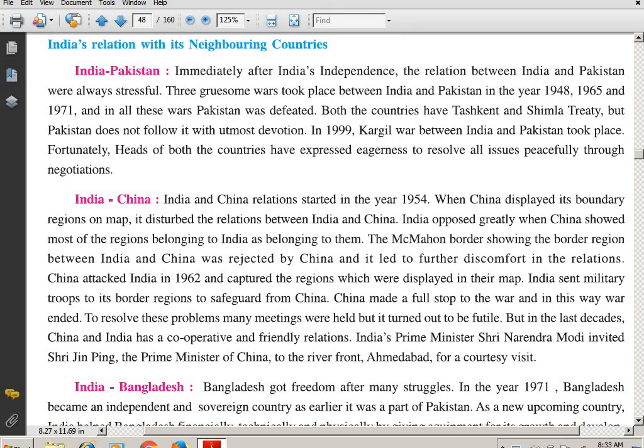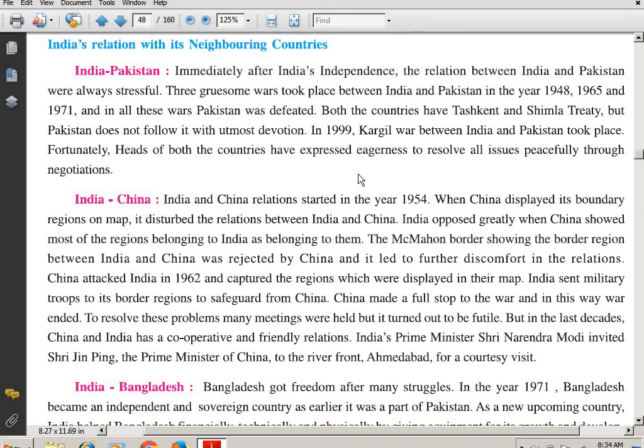India's relation with its neighboring countries: India-Pakistan. Immediately after India's independence, the relation between India and Pakistan was always stressful. 3 gruesome wars took place between India and Pakistan in the years 1948, 1965 and 1971, and in all these wars, Pakistan was defeated. Both the countries have the Tashkent and Shimla Treaty, but Pakistan does not follow it with utmost devotion. In 1999, the Kargil war between India and Pakistan took place. Fortunately, heads of both the countries have expressed eagerness to resolve all issues peacefully through negotiations.